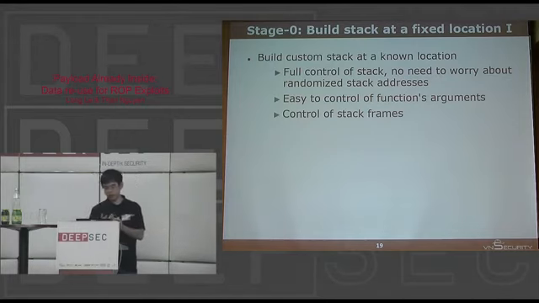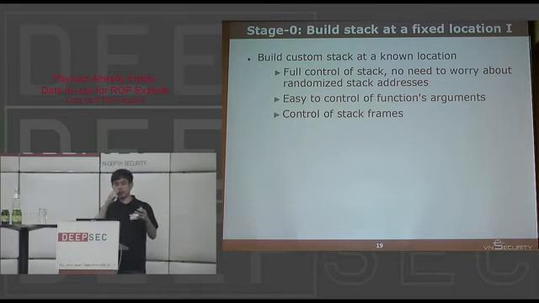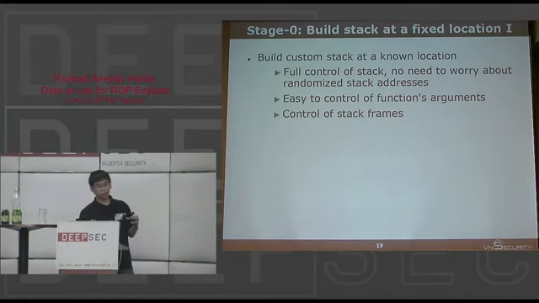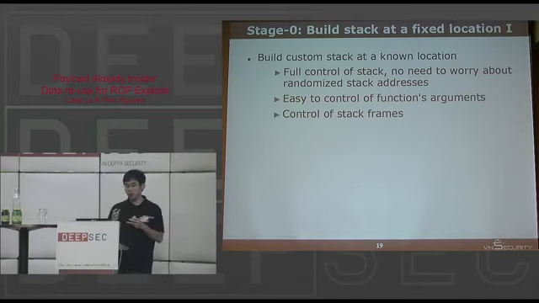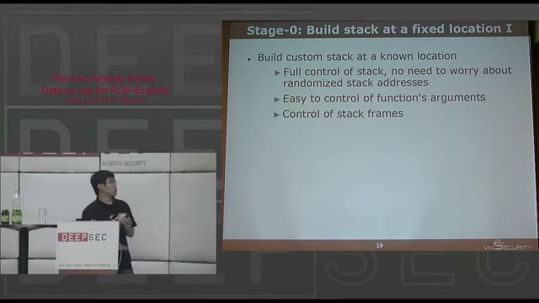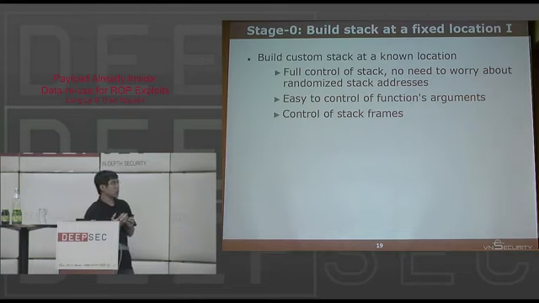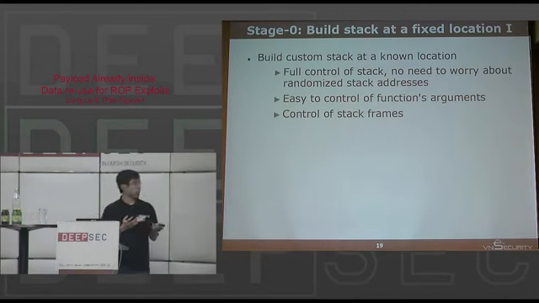The first thing for the stage zero is that we are proposing a way to build a new stack at a known location. This way, you can have full control of the stack. You don't need to worry about the randomized stack address any longer once you switch to the new stack. And it's easy to control the function arguments on the new stack for the chain return to libc or ROP shellcode. And also you can control the stack frame.